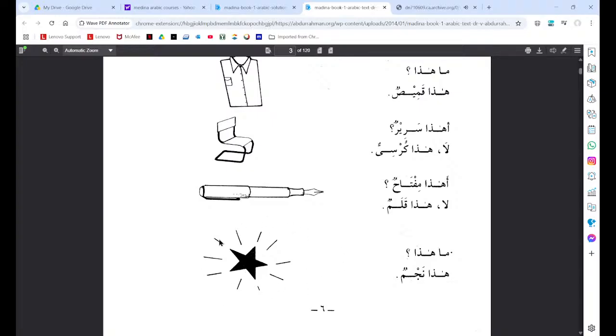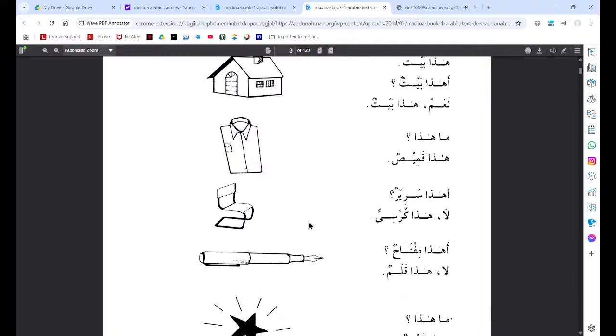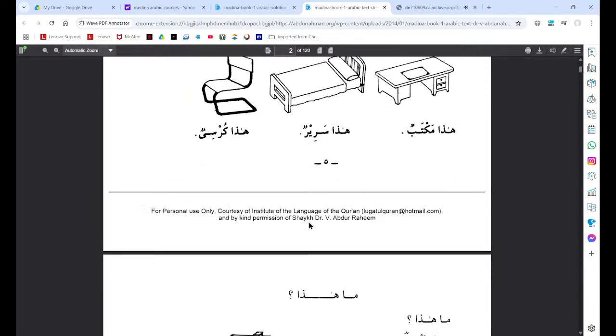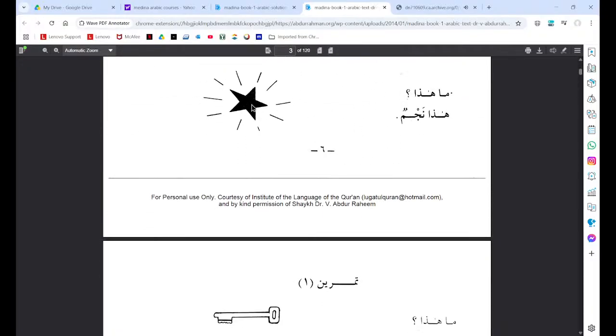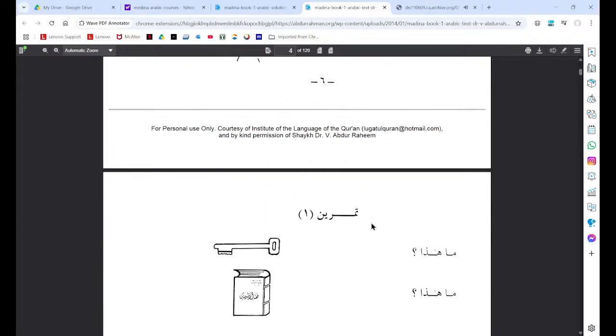Okay, so they give you a new word in this second page here that they didn't have in the first one. Actually, they give you two. They gave you kamis and they gave you najmun, a star. Najmun, a star. So now we have some exercises.